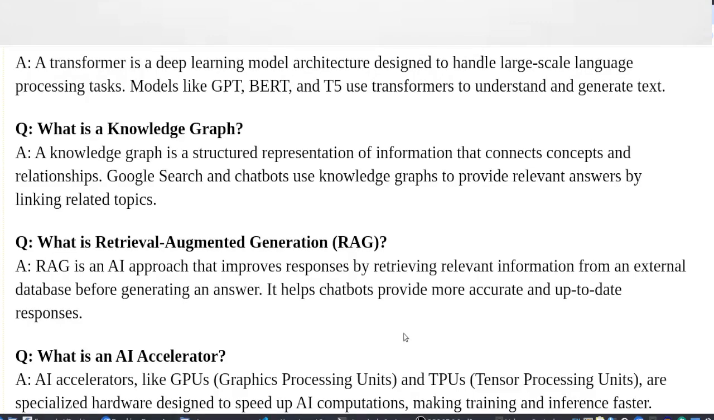What is retrieval augmented generation, RAG? RAG is an AI approach that improves responses by retrieving relevant information from an external database before generating an answer.